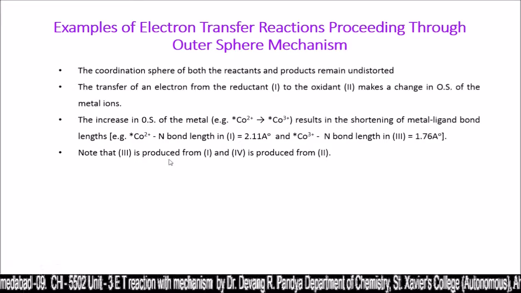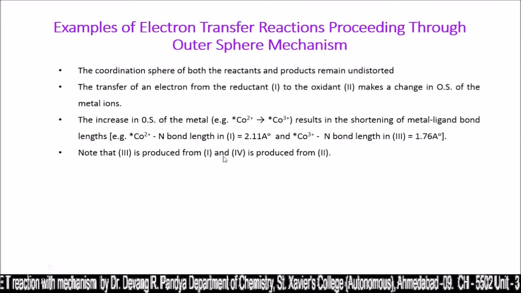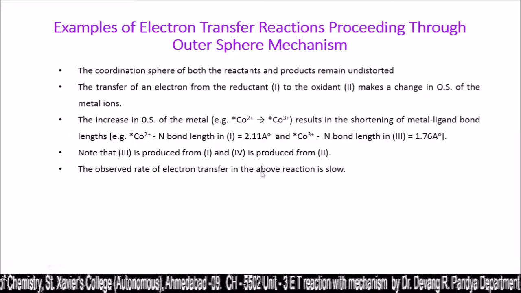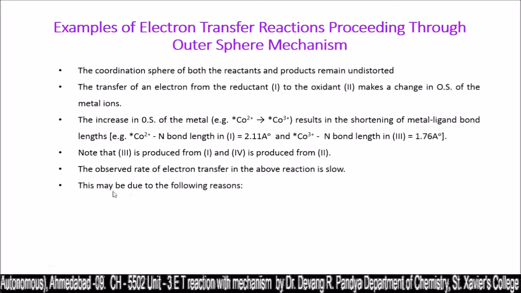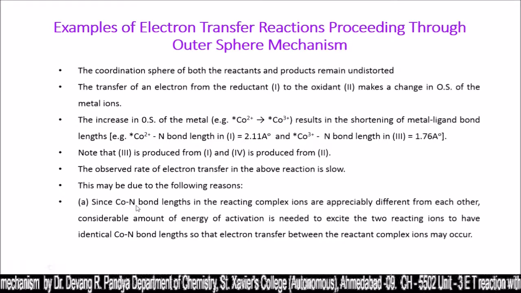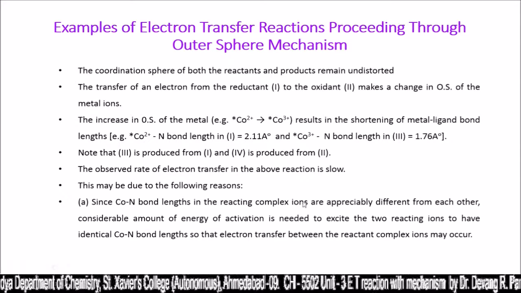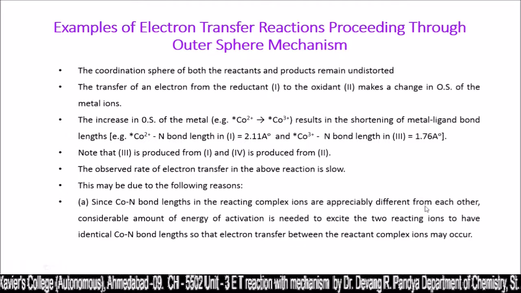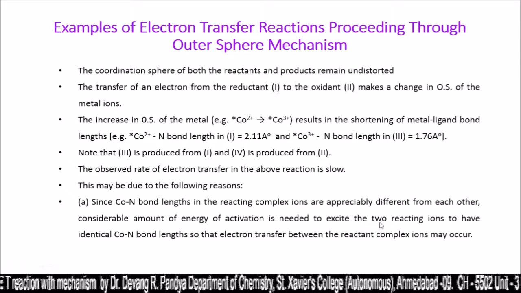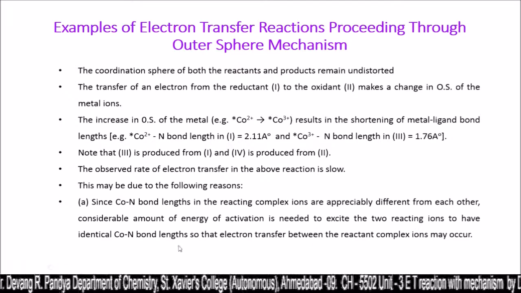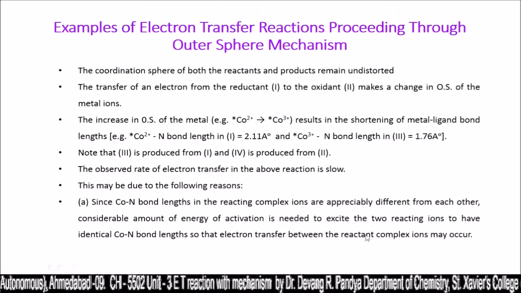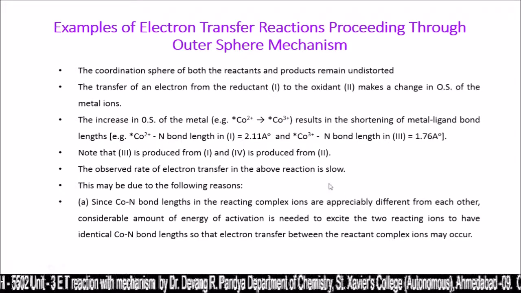Product 3 is produced from 1 and product 4 is produced from 2. The observed rate of the electron transfer in the above reaction is slow, and this may be due to the following reasons. First reason: since the cobalt-nitrogen bond lengths in the reacting complex ions are appreciably different from each other, a considerable amount of activation energy is needed to excite the two reacting ions to have identical cobalt-nitrogen bond lengths, so that electron transfer between the reactant complex ions may occur.